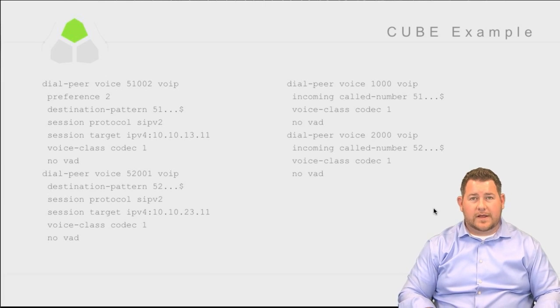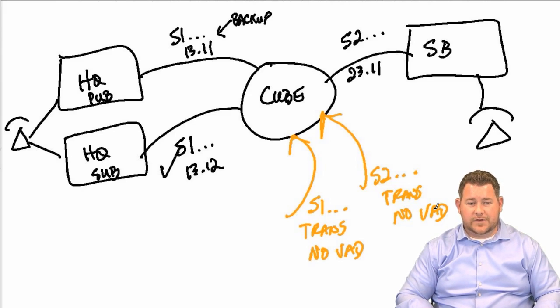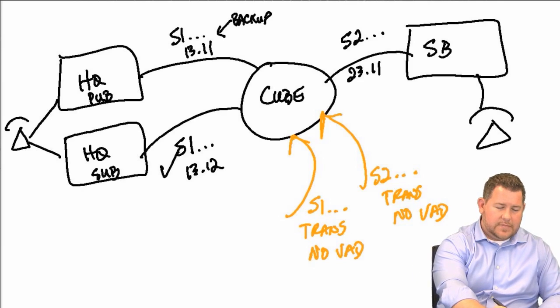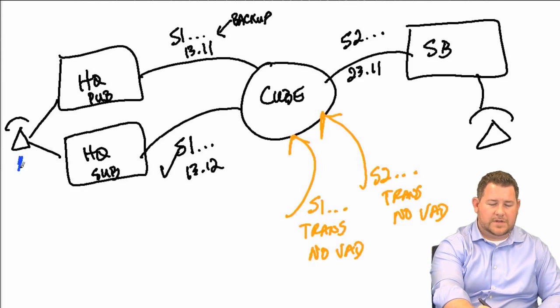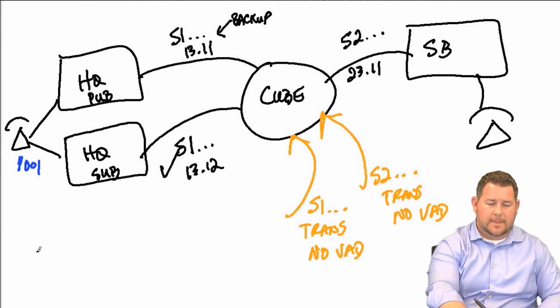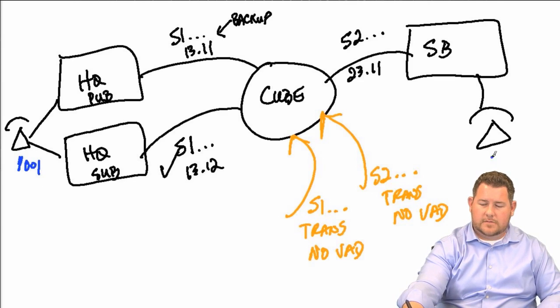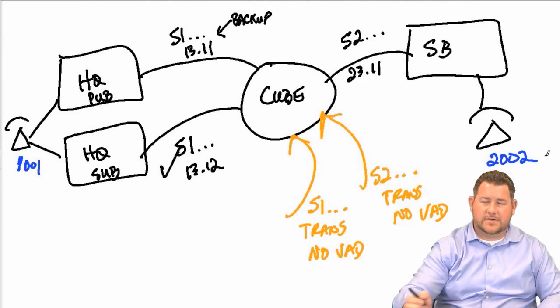So now we've got to create those route patterns on HQ and Site B in order to accommodate this communication. And we'll talk about how to do that in the call routing section, of course. But once you make this call, let's say that I'm at HQ from this phone here, and this is 1001, and I want to dial this phone over here, which is 2002.